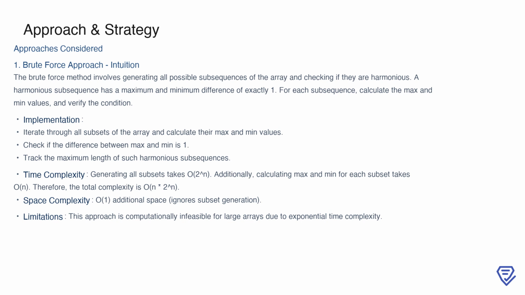However, generating all subsets of an array has a time complexity of O(2^n), and for each subset, calculating max and min adds an O(n) factor, resulting in a total complexity of O(n * 2^n). This is computationally expensive and impractical for large arrays. Additionally, the space complexity is O(1) for extra space, but this ignores the overhead of subset generation. The primary limitation of this approach is its exponential growth, making it infeasible for real-world use cases with larger input sizes.